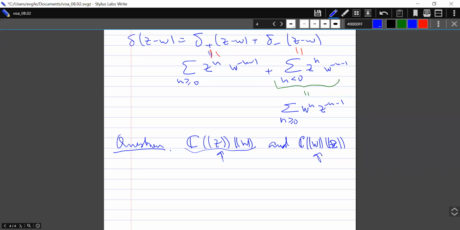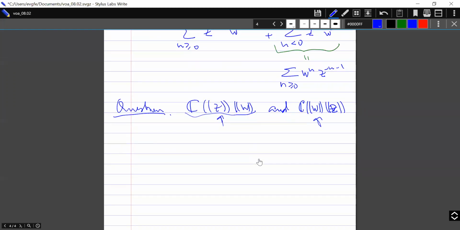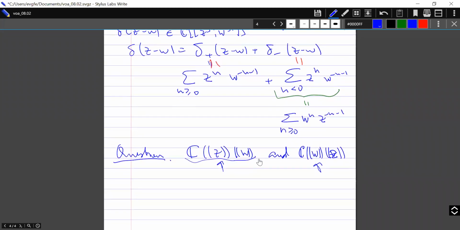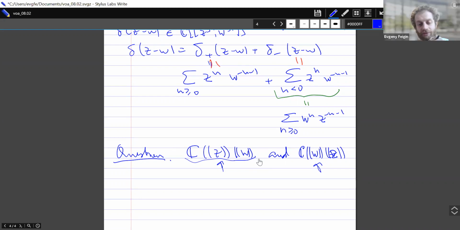Maybe we should take some Laurent series in Z where coefficients are Laurent polynomials with degree which goes to minus infinity. Like Z to the power of n and W to the power minus n. And this will not be in the second space, probably. So I claim that we do have an example on the border.